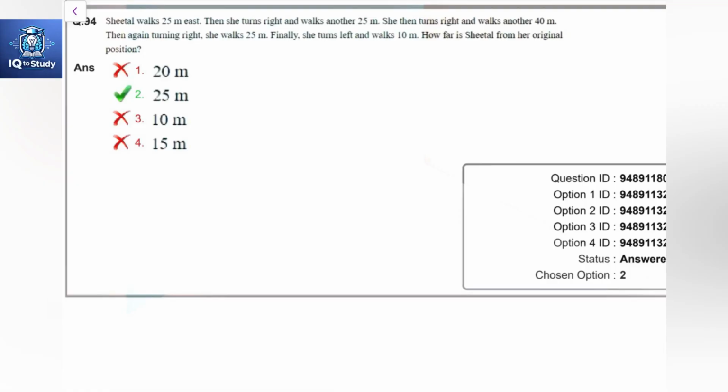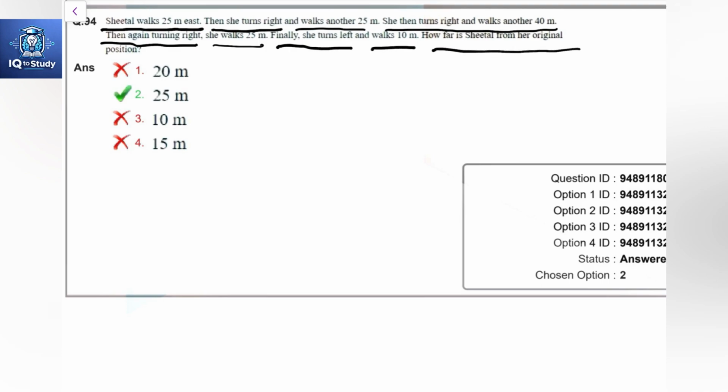Sheetal walks 25 meters east, then she turns right and walks another 25 meters. She then turns right and walks another 40 meters. Then again turning right, she walks 25 meters. Finally, she turns left and walks 10 meters. How far is Sheetal from her original position?